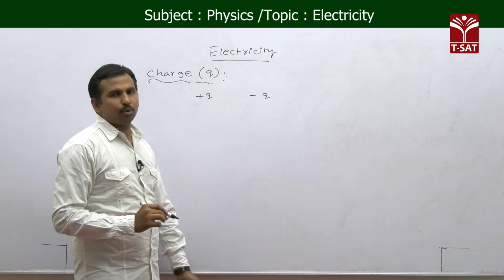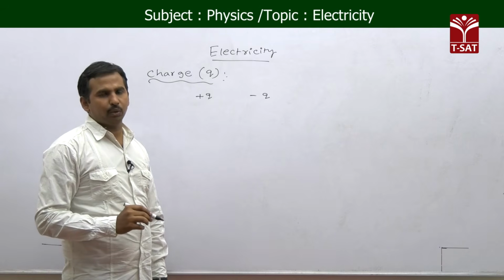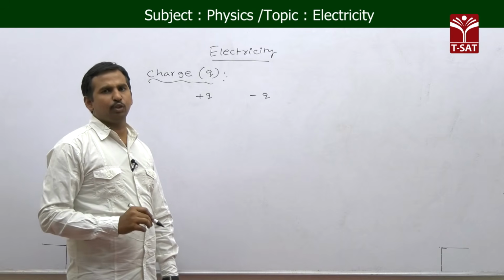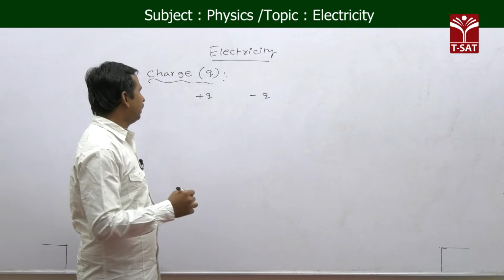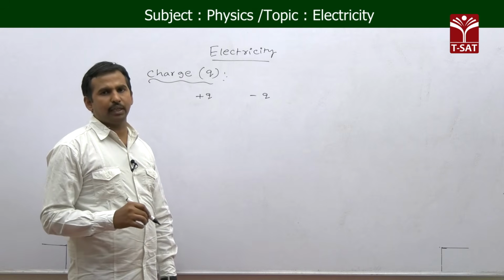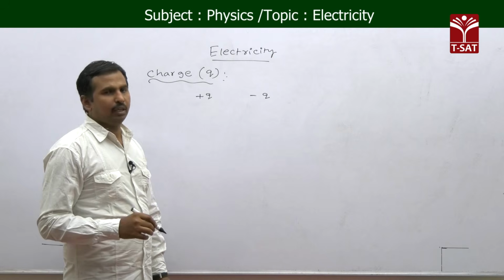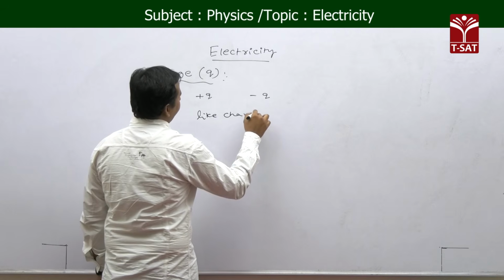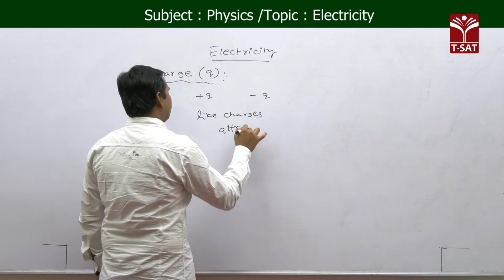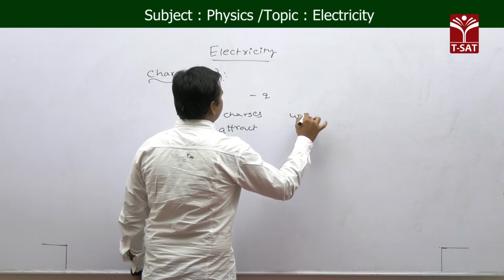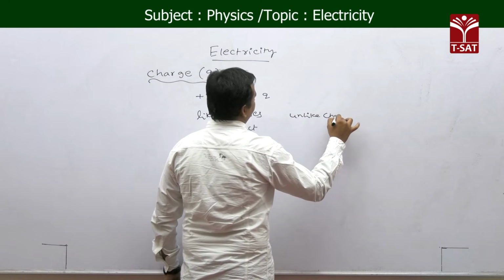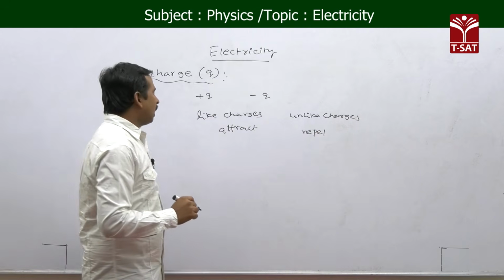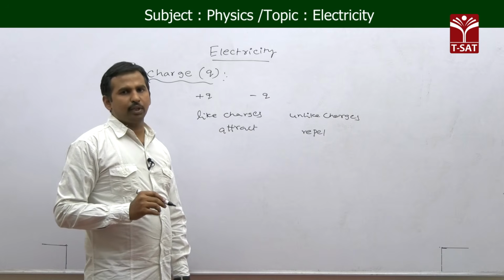As we have two charges, positive and negative, and their nature is different, the force of attraction or the interaction between them is also in two different ways. Unlike charges attract each other, and like charges repel each other.